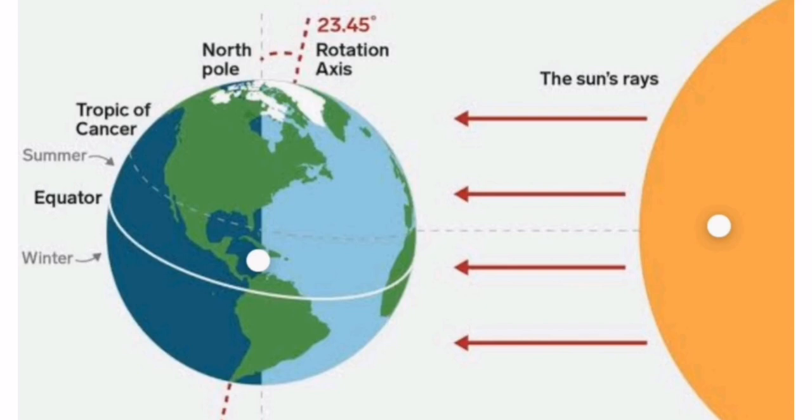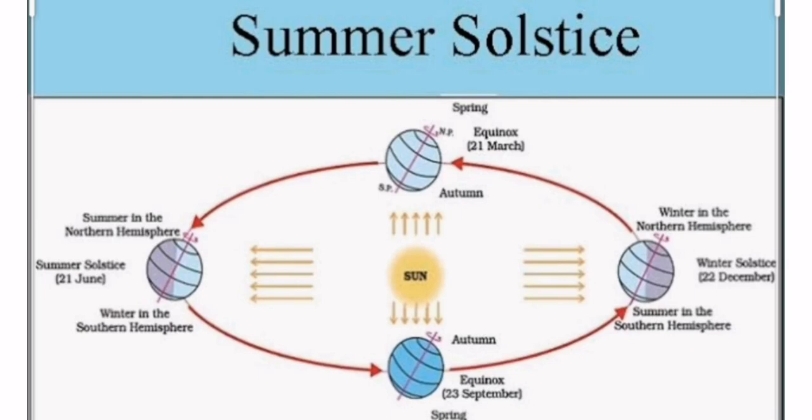This position of the earth is called the summer solstice. What is it called? Summer solstice. Is it clear, children? So on summer solstice, the longest day and shortest night is on which day? June 21st. So this is about your summer solstice. Is it clear? Now we shall see about winter solstice.